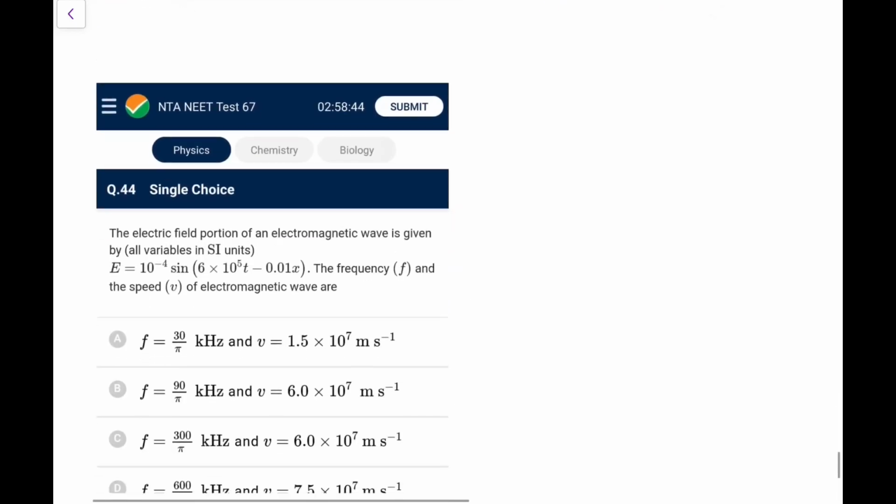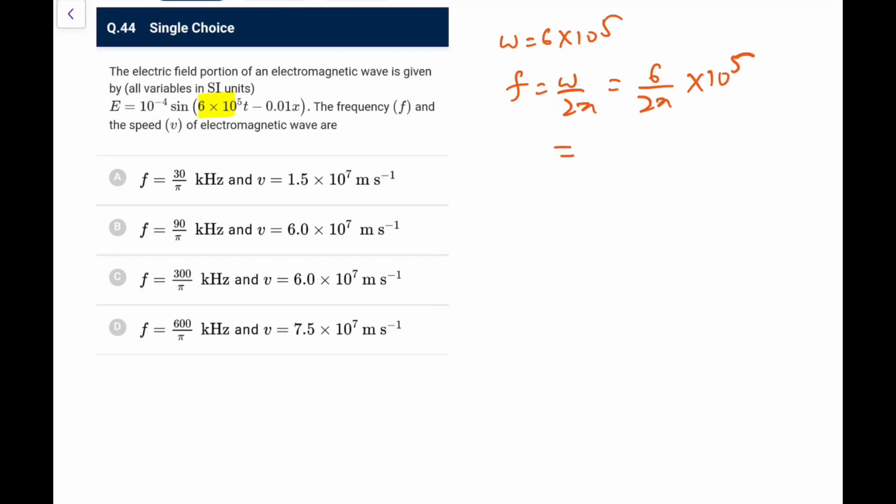Now the 44th, the electric field portion of EM wave is given by, okay, the frequency, you know, this is omega. So omega comes out as 6 into 10 to the power 5, so frequency is omega by 2 pi. So that comes out as 6 upon 2 pi into 10 to the power 5. So in kilohertz I can write it as 600 upon 2 pi kilohertz, which comes out as 300 by pi. So not 30 by pi, this is 300 by pi. Only one option is remaining. You can check for the other one also. I can make it for the first one only.